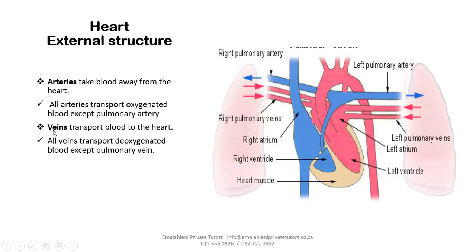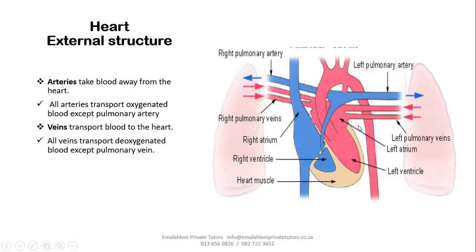Now, the veins transport blood to the heart. That's the job of the veins. They always transport the blood to the heart. But another thing about the veins, they do transport deoxygenated blood, except one which we call the pulmonary vein. So here we have the pulmonary veins that transport oxygenated blood. Then we have the pulmonary artery that transports deoxygenated blood, because arteries have to take blood away from the heart. That's why it is performing the function of taking away deoxygenated blood.